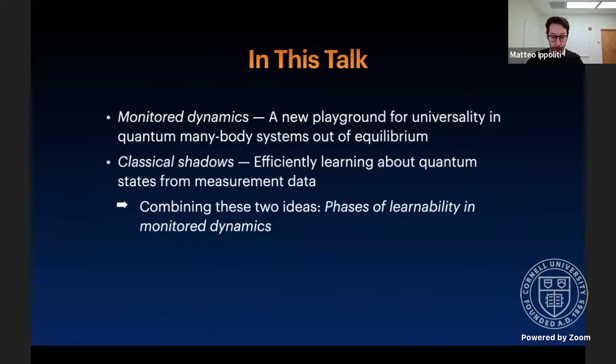The two topics are monitored dynamics on the one hand. This is dynamics where measurements come in throughout the many-body evolution, as I was sketching earlier. And this gives rise to some interesting non-equilibrium phases and phenomena that I'll review. And then the second topic is so-called classical shadows, which is a fancy name for a protocol for trying to learn many properties of quantum states from a relatively small number of measurements.